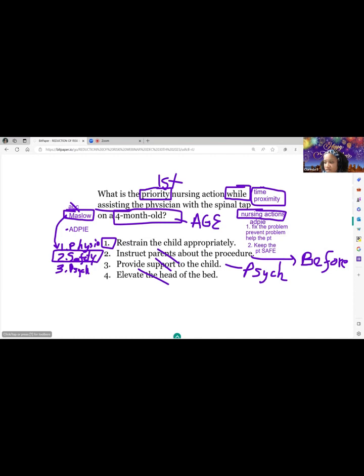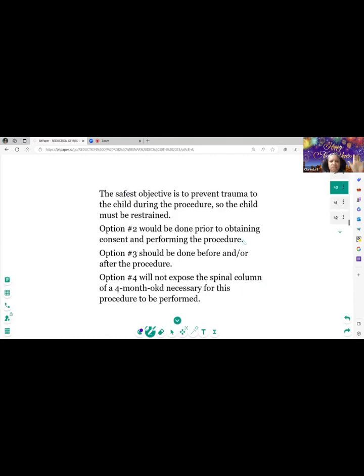Good, good, good. So these were tough ones. Rationales. We want the safest. Remember, she said safety, and I was like, wow, she mentioned safety, it was like she was reading my mind. The safest objective is to prevent trauma to the child during the procedure. So the child must be restrained. We're going to do option two prior.